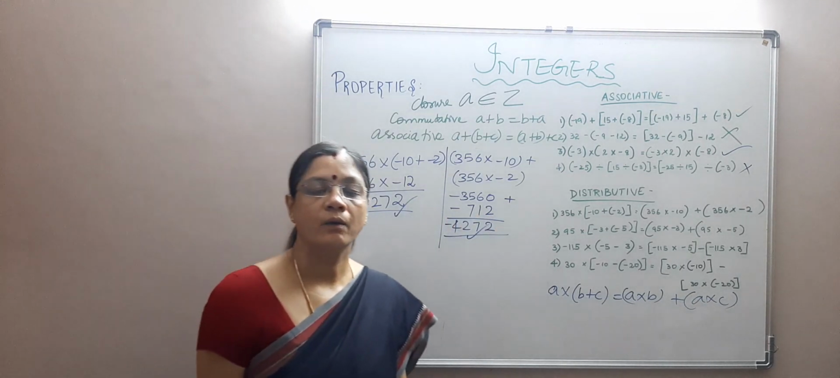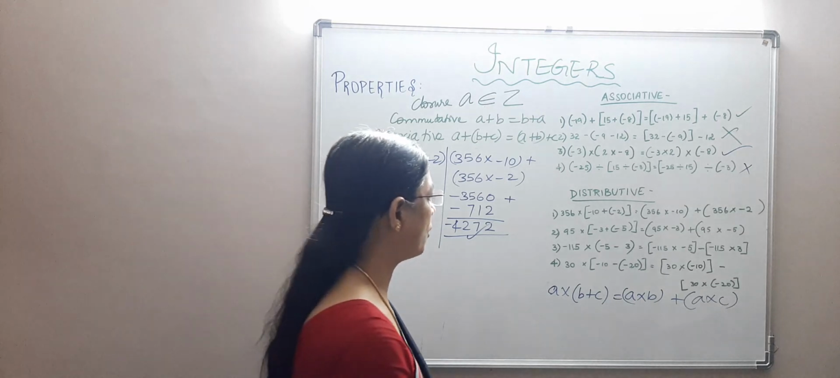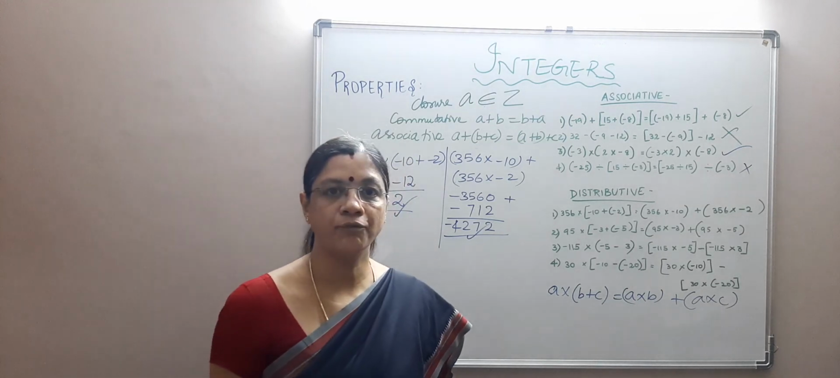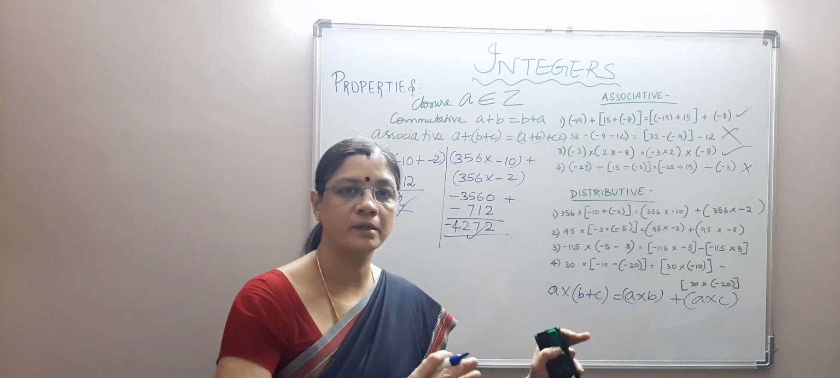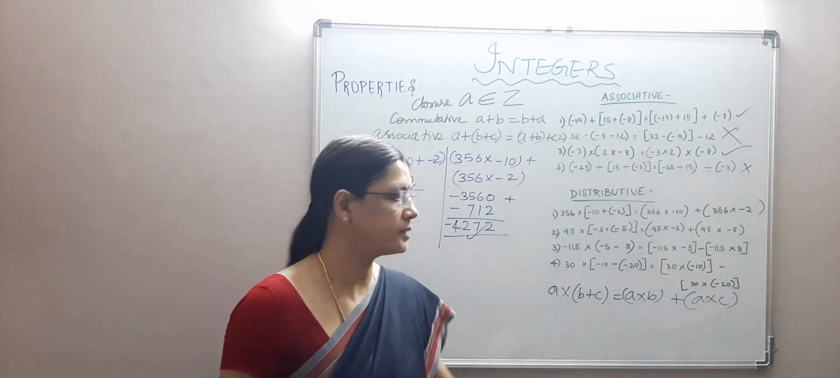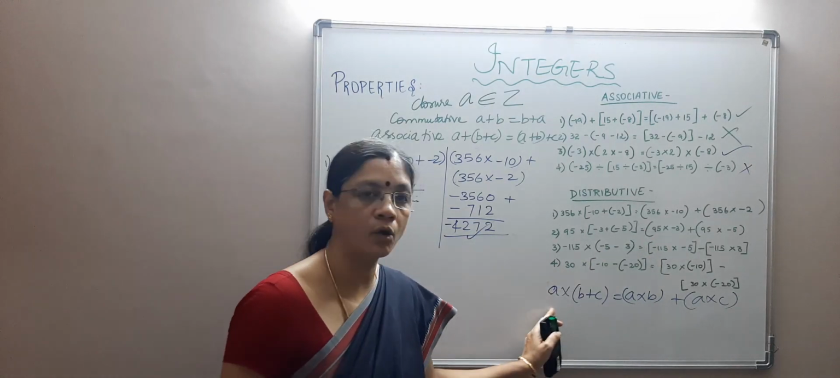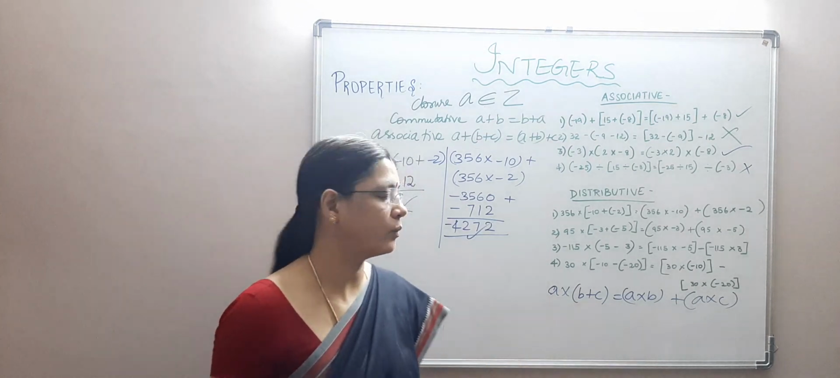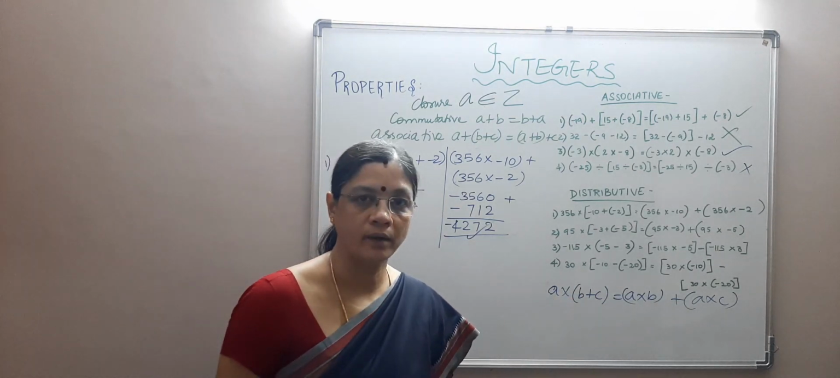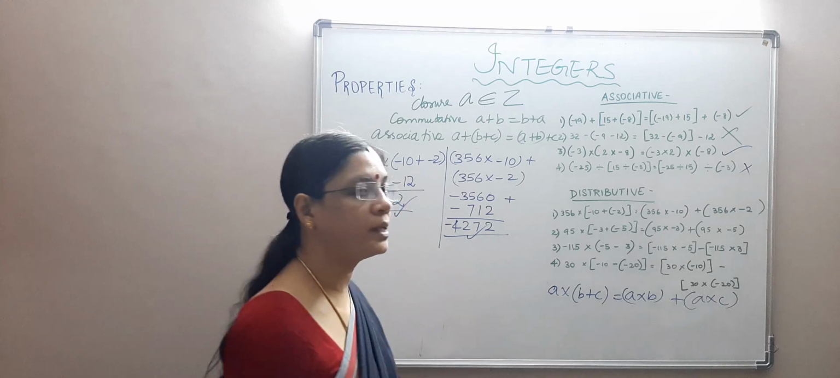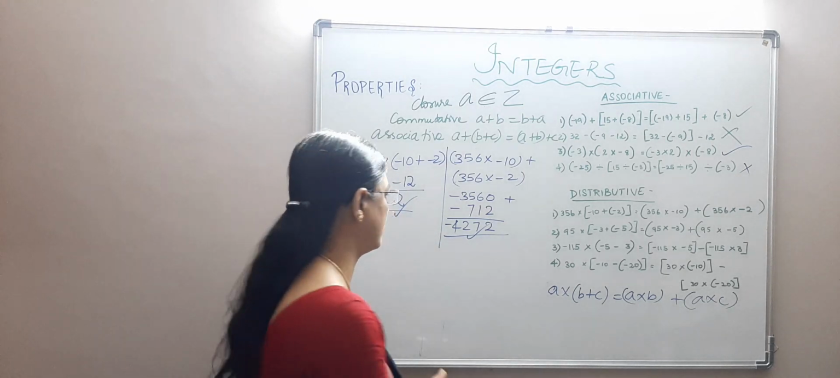So we say integers follow distributive property. Distributive property, this is for multiplication over addition. A single operation, we have a double operation here, and a single format we have multiplication over addition, and we see that the answers are same here.